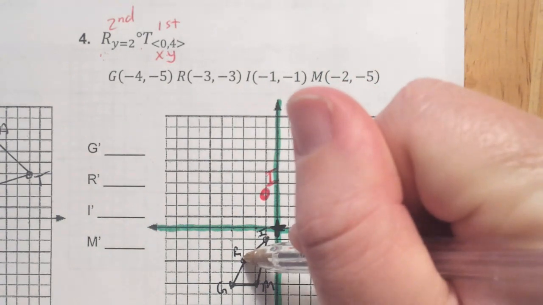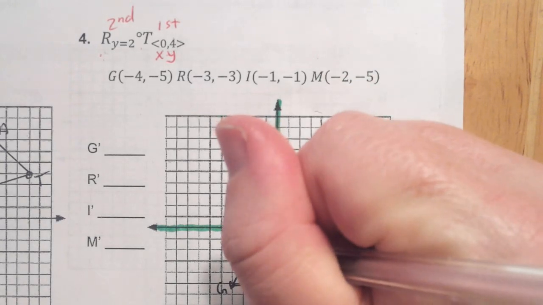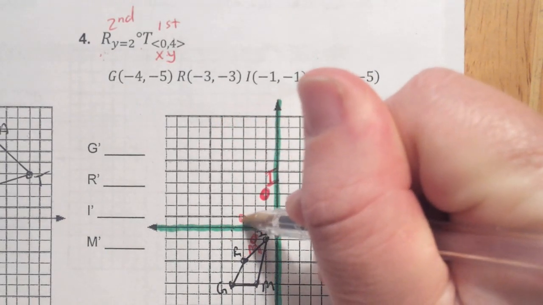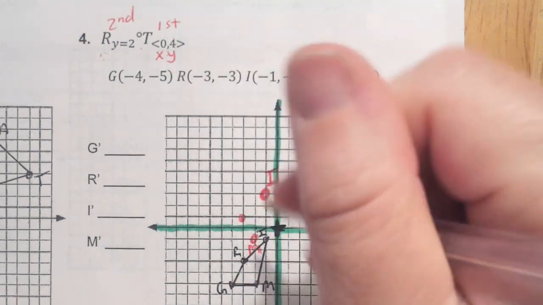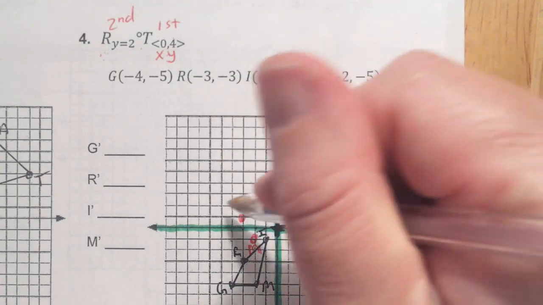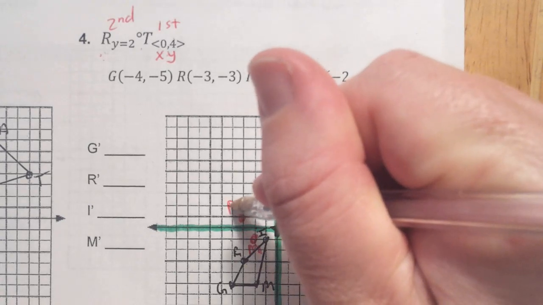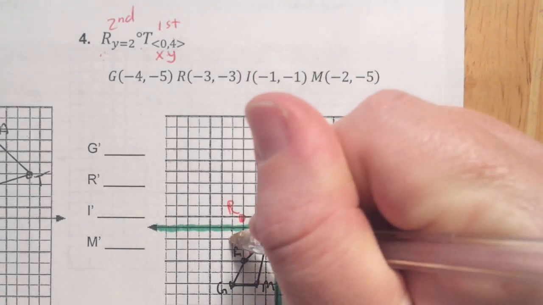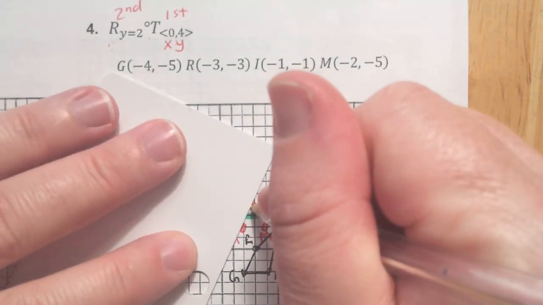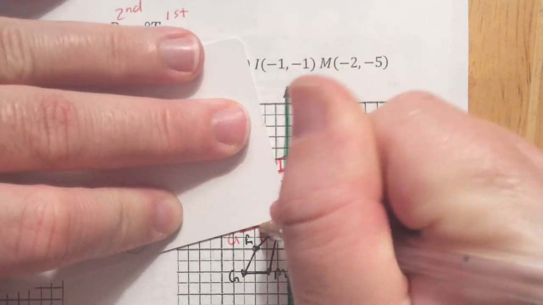Okay, and then M is 1, 2, 3, 4. So there's my M. R, 1, 2, 3, 4. That is my R. And then 1, 2, 3, 4. That's my G. Okay, so then let's go ahead and shade, or darken, that a little bit.